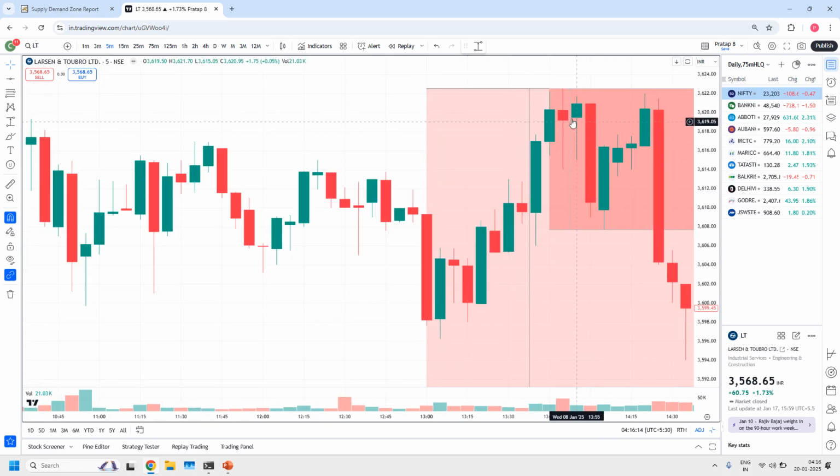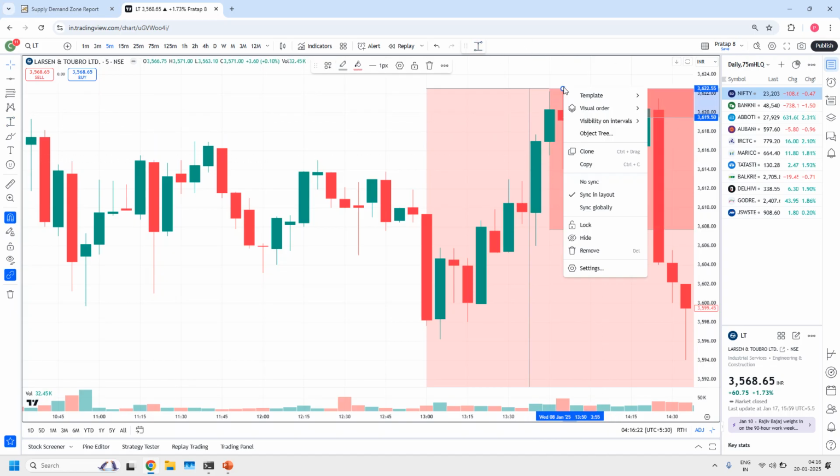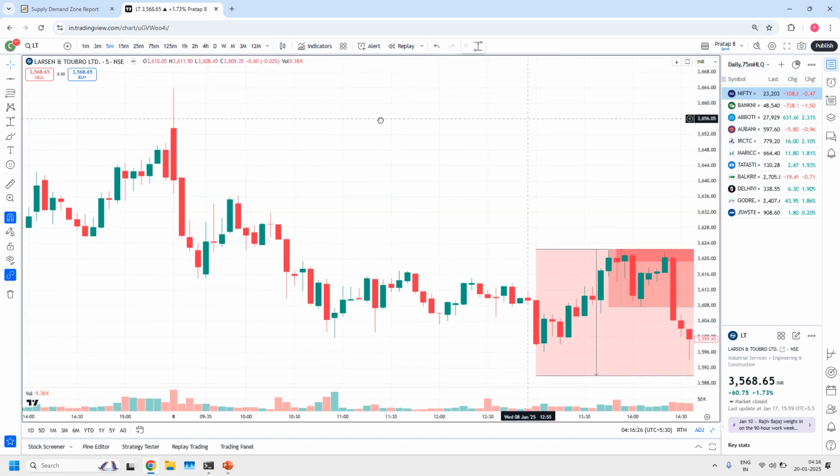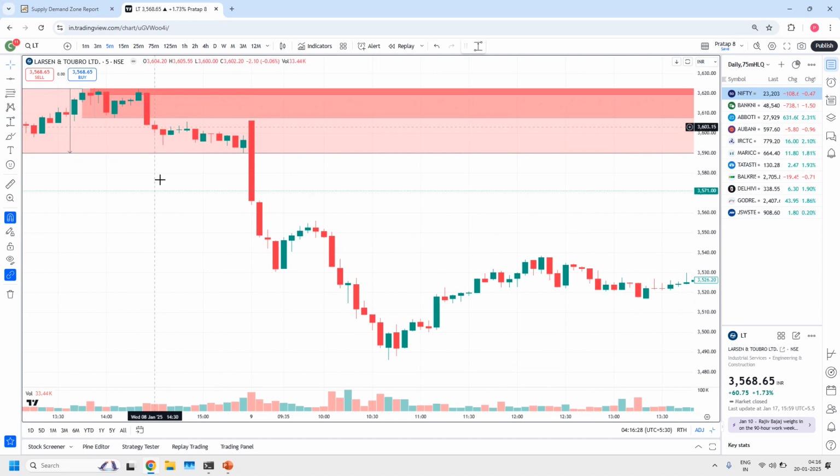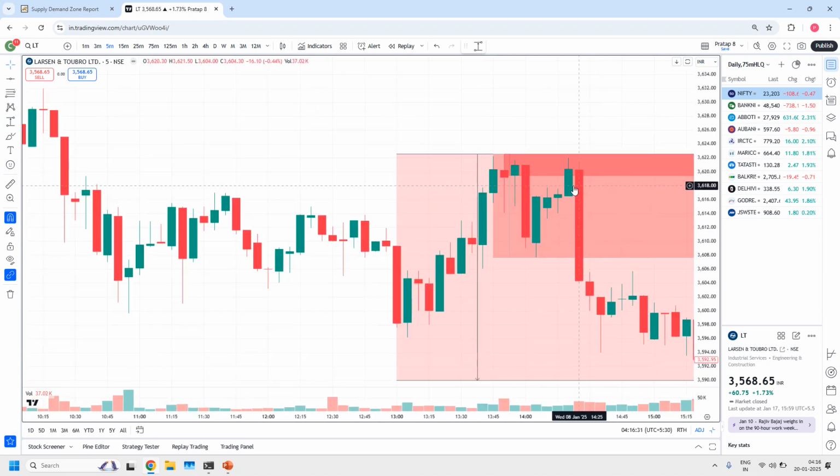And what about here? Here a failed ERC candle. Maybe this is a rally, base, a drop. If that is the case, we can draw a 5-minute zone. And this zone is already tested, so you can't use it.